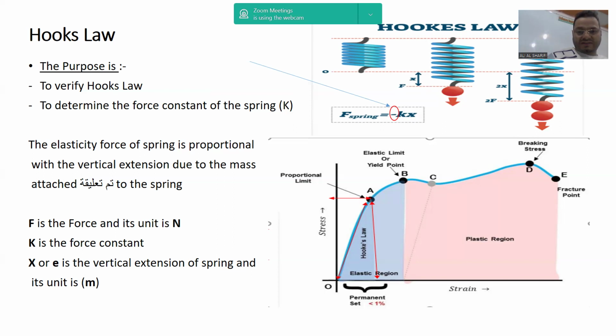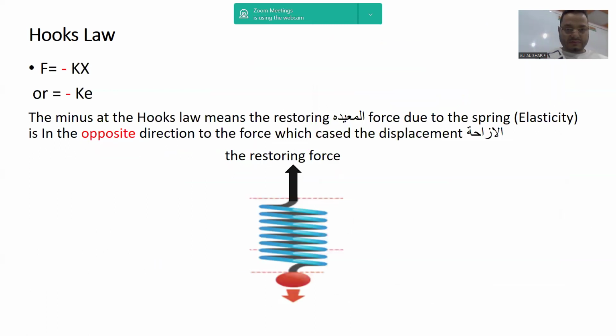Now let's say what F is. F is the force and its unit is Newton. K is the force constant of the spring. X is, or E, actually I prepared E, from extension, it's easier. But up to you, you can use X. It is the extension of the spring and its unit is meter.